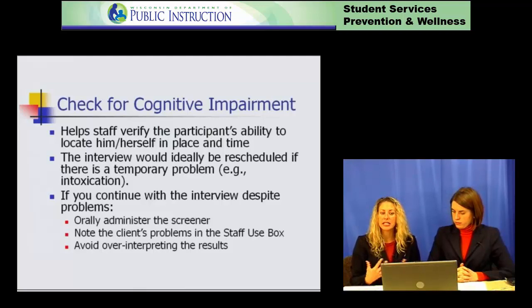The interview would ideally be rescheduled if there was a temporary problem, for instance, intoxication or inability to score low on the check for cognitive impairment. If you do continue with the interview despite problems, you want to make sure that you orally administer the screener to your client. You also note the client's problems in the staff use box, and then you want to avoid over-interpreting the results.